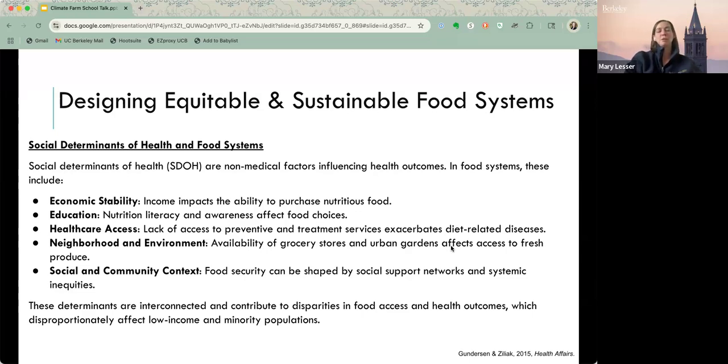And then also social and community context. So food security can be shaped by social support networks and systemic inequities within those networks. So all of these are interconnected and contribute to disparities in food access as well as different health outcomes. And again, they disproportionately affect low income and minority populations. And so that's why it's important when building these that we are addressing them.